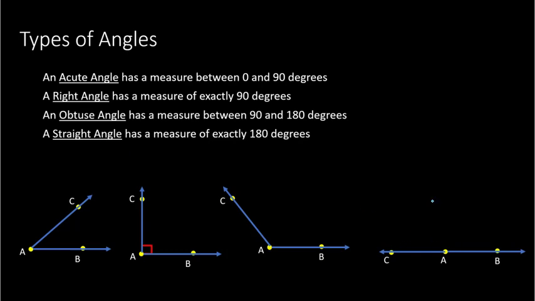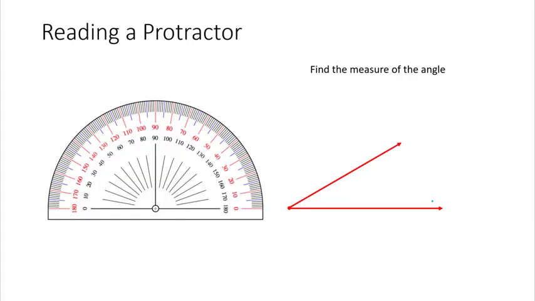Now the question is, how do we know the exact measurement? So how do we know if it's 90 or 180 or 40 something, or how do we find the measure of an angle? Well, to do that, you need to have a protractor and know how to use a protractor. There are different types of protractors as far as the way they look. Here's a picture of one.